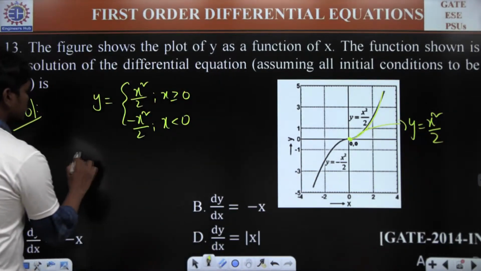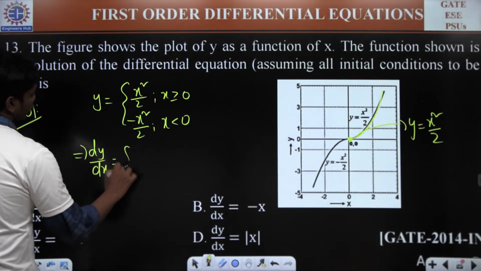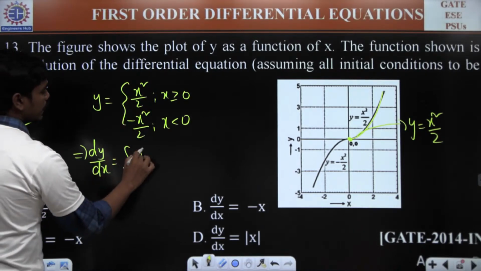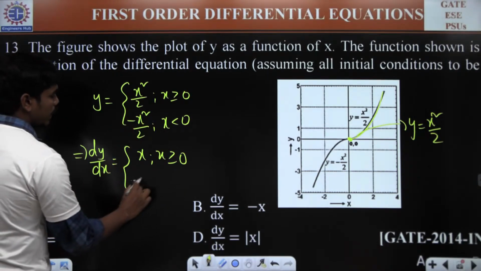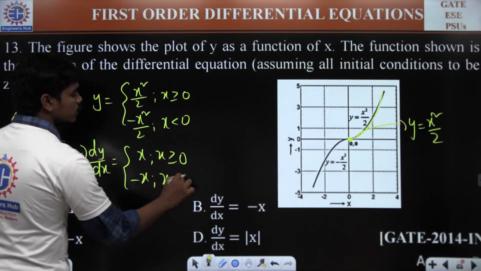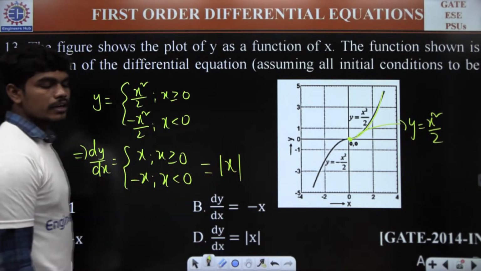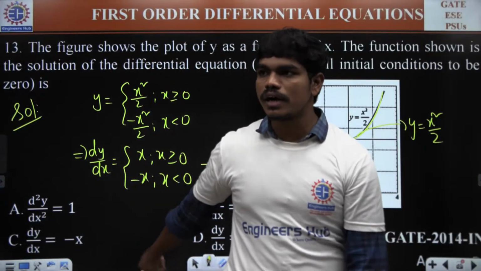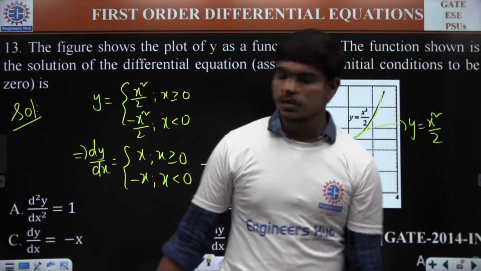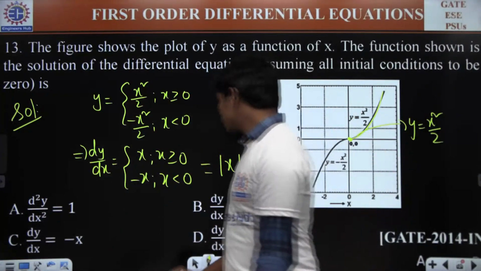So if you differentiate this, dy by dx is equal to the differentiation of x square by 2, which is x, when x is greater than or equal to 0, and the differentiation of the other is minus x when x is less than 0, and this is nothing but mod x. Okay. In the beginning of basic calculus, I gave you that mod x is nothing but x when x is greater than or equal to 0, and minus x when x is less than 0. This is exactly what you got here. So dy by dx is equal to mod x, which is in option D.